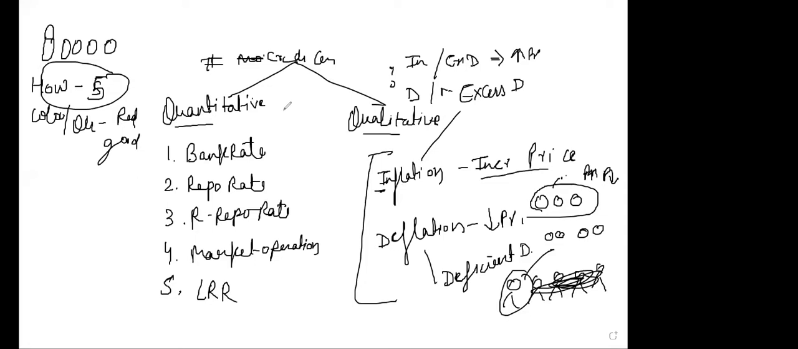Then you will make two lines: quantitative measures and qualitative measures. Quantitative first: bank rate, repo rate, this is reverse repo rate, this is market operations, and this is LRR.